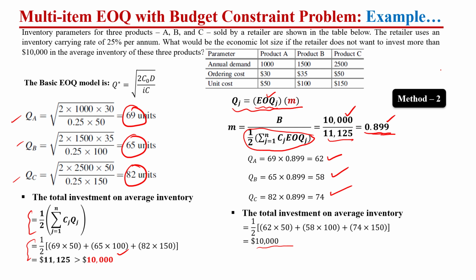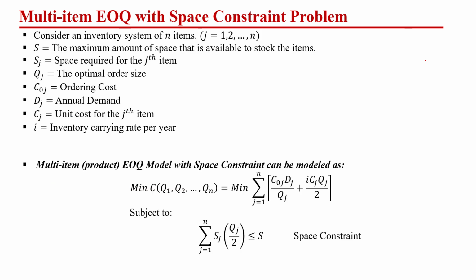So either you can use the method 1 approach or you can use the method 2 approach. In the rest of the lectures, I will mainly focus on method 2, either we are using the space constraint or any other. Let me show you if we have a space constraint. Okay, so I hope you got the idea regarding the budget constraint.